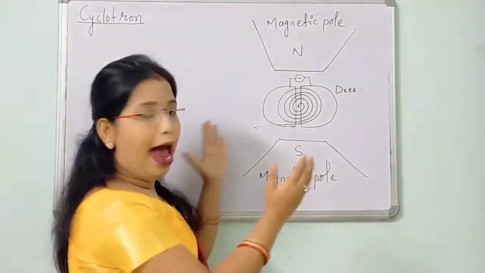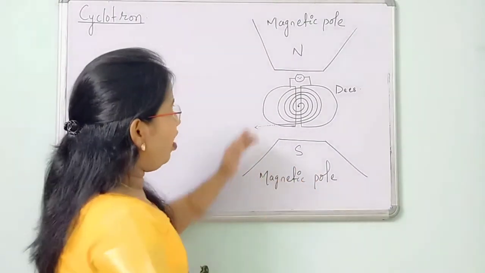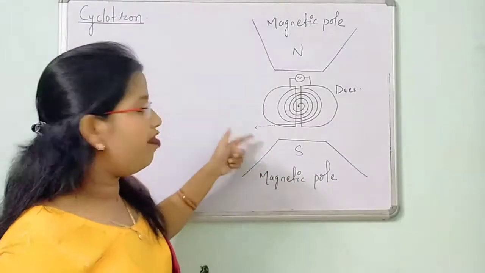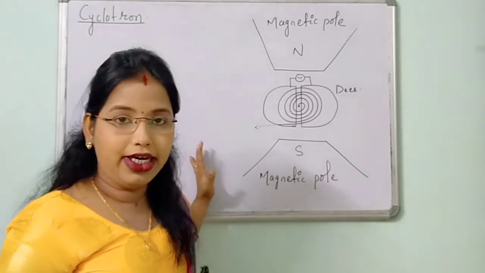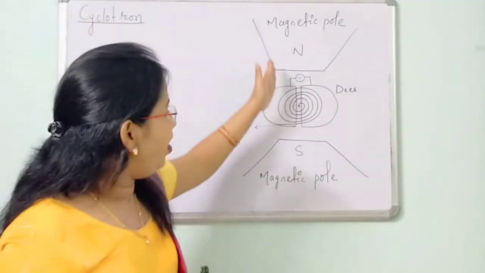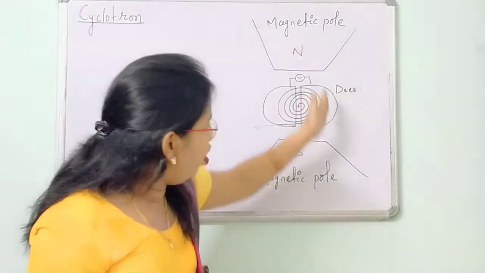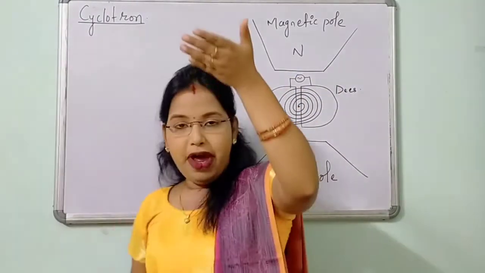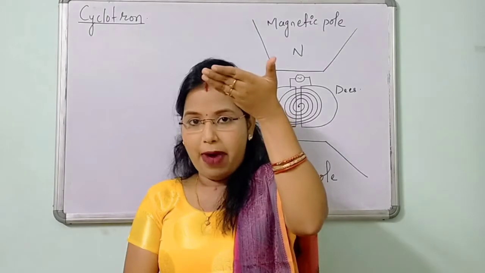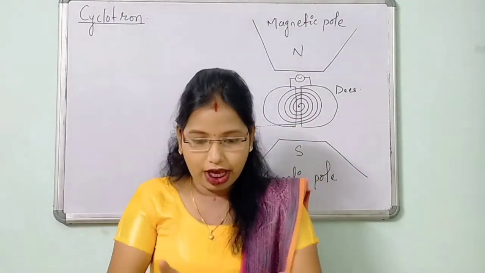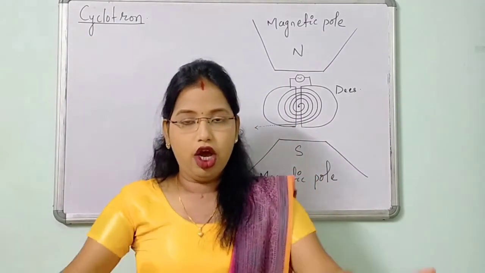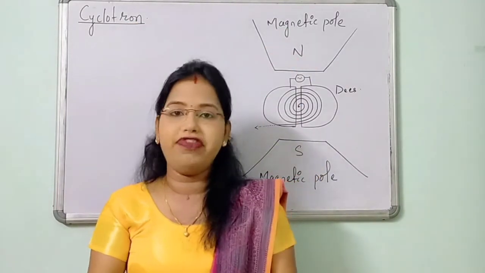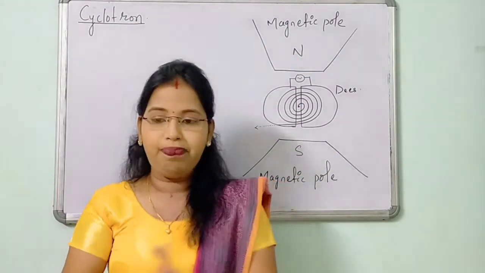The whole apparatus is placed between the two pole pieces of a very strong electromagnet, so that the magnetic field is perpendicular to the plane of the Ds. Okay? Here is the magnetic pole and below also there is a magnetic pole. The Ds are in the middle like this, so that the magnetic field lines are perpendicular to the plane of the Ds. Now it's clear?